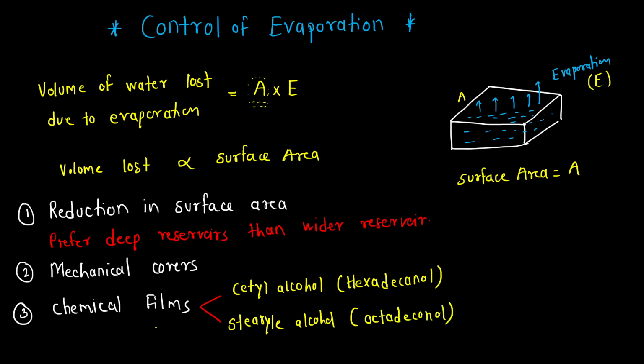So these are the two chemicals which are used, and these are also called evaporation inhibitors because they stop the evaporation. So they are also called evaporation inhibitors. So these are the various methods which are used for the control of evaporation. So that's it with this evaporation topic. Now from the next video we will start the transpiration topic.